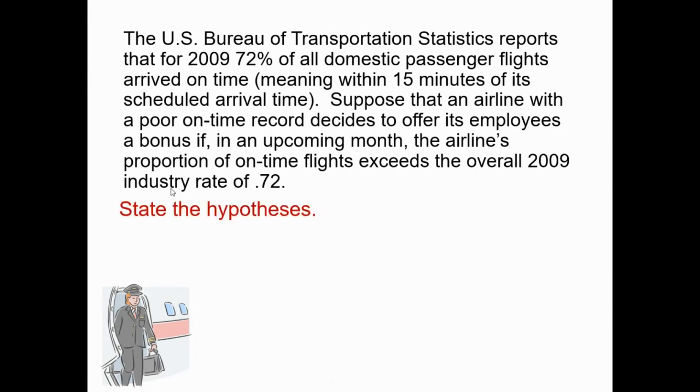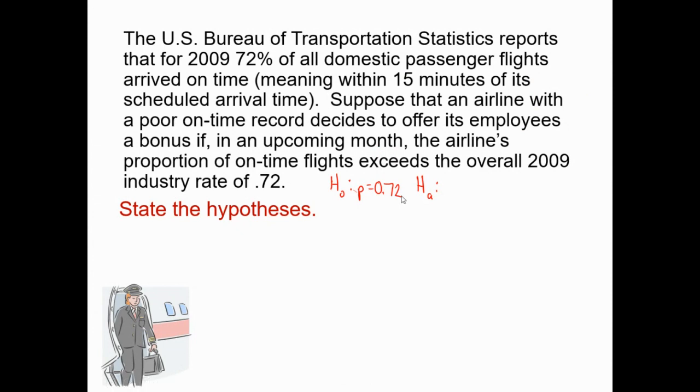So what would our null and alternative hypotheses be here? For AP, the null would be p, not mean, p is equal to 0.72. So the null hypothesis is what we want to test.